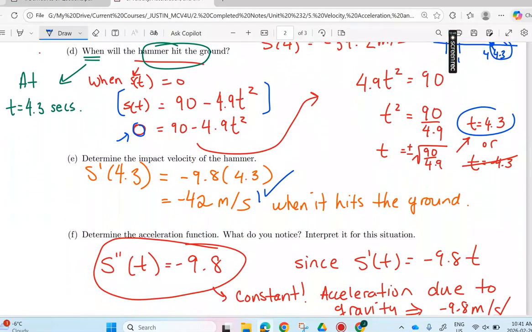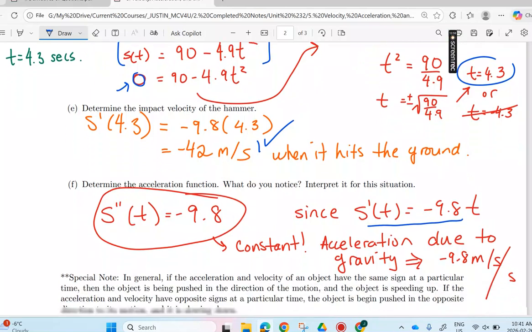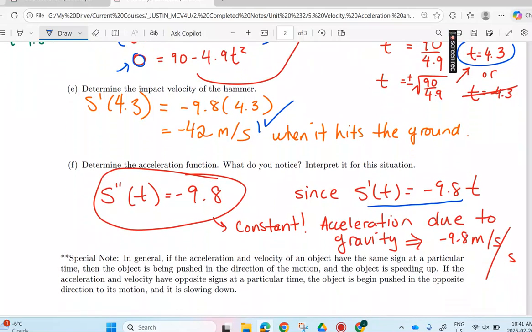And then determine the acceleration function. So once I know the first derivative, I'm going to find that derivative again. Well, I just get a constant, negative 9.8. In fact, anybody who has taken physics knows that 9.8 is the acceleration due to gravity, negative 9.8. So what this is saying is, as this hammer is falling, the velocity is changing at a rate of negative 9.8 meters per second per second.